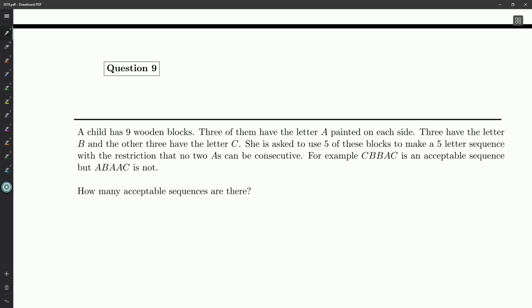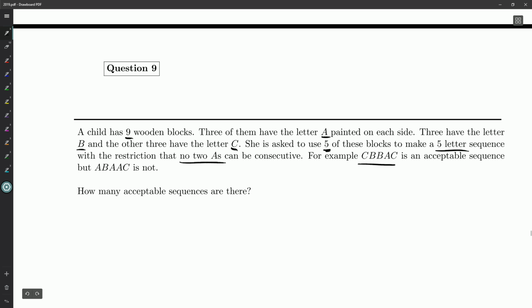We are on our second last question from the 2019 MMC paper. A child has 9 wooden blocks. 3 of them have the letter A painted on the side, 3 of them have a B, and 3 of them have a C. She is asked to use 5 of these blocks to make a 5-letter sequence, with the restriction, looks like the only restriction, being that no 2 A's can be consecutive.